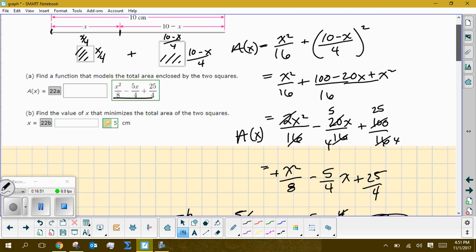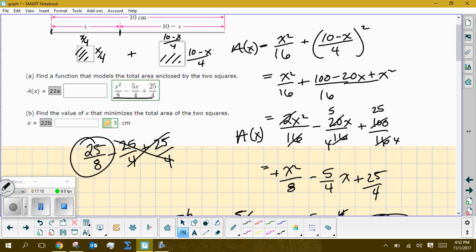Then if we needed to, we could plug that x back in here and get 25 over 8 minus 25 over 4 plus 25 over 4. What happens there is really nice and convenient: those cancel out. So the minimal area of being able to do this would be 25/8, with an x value of 5. Hopefully that helps.